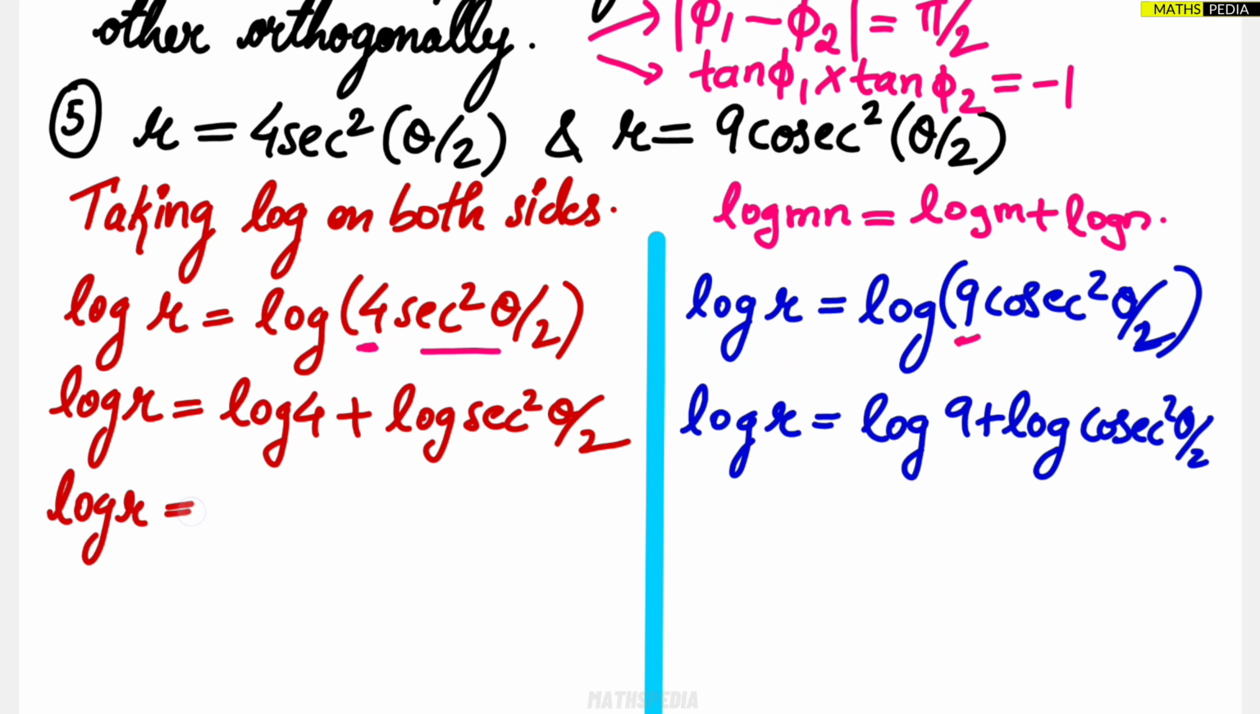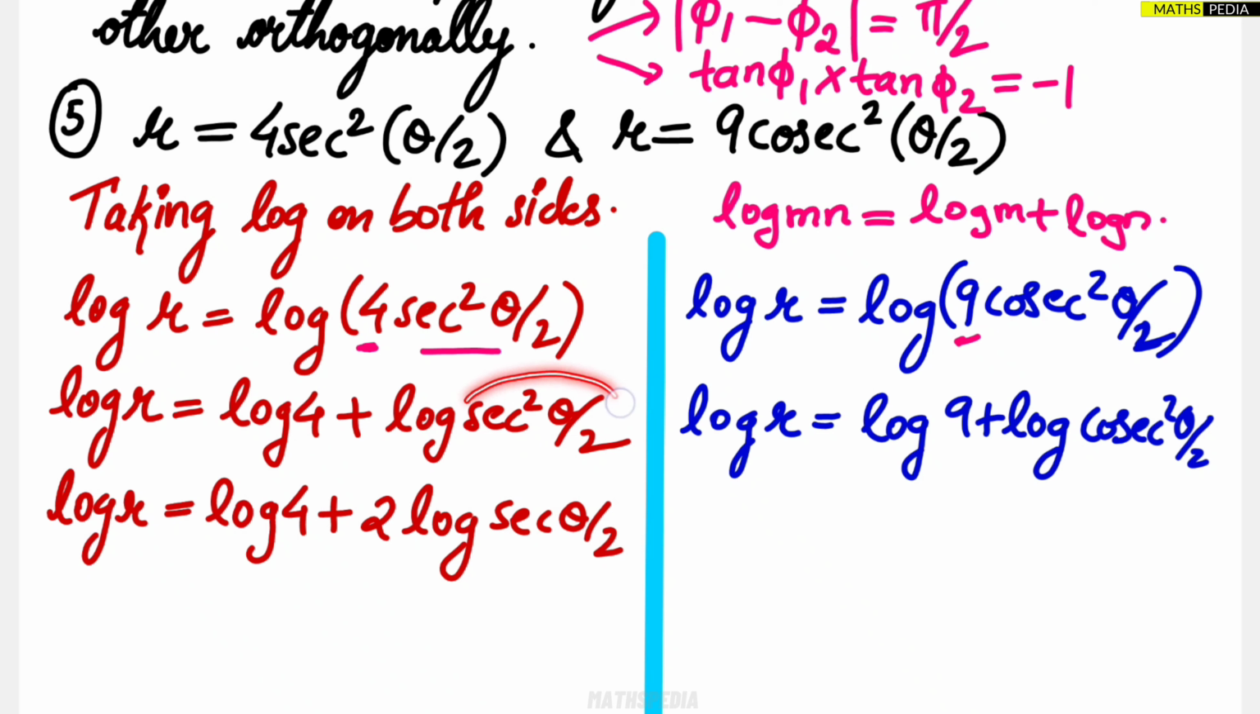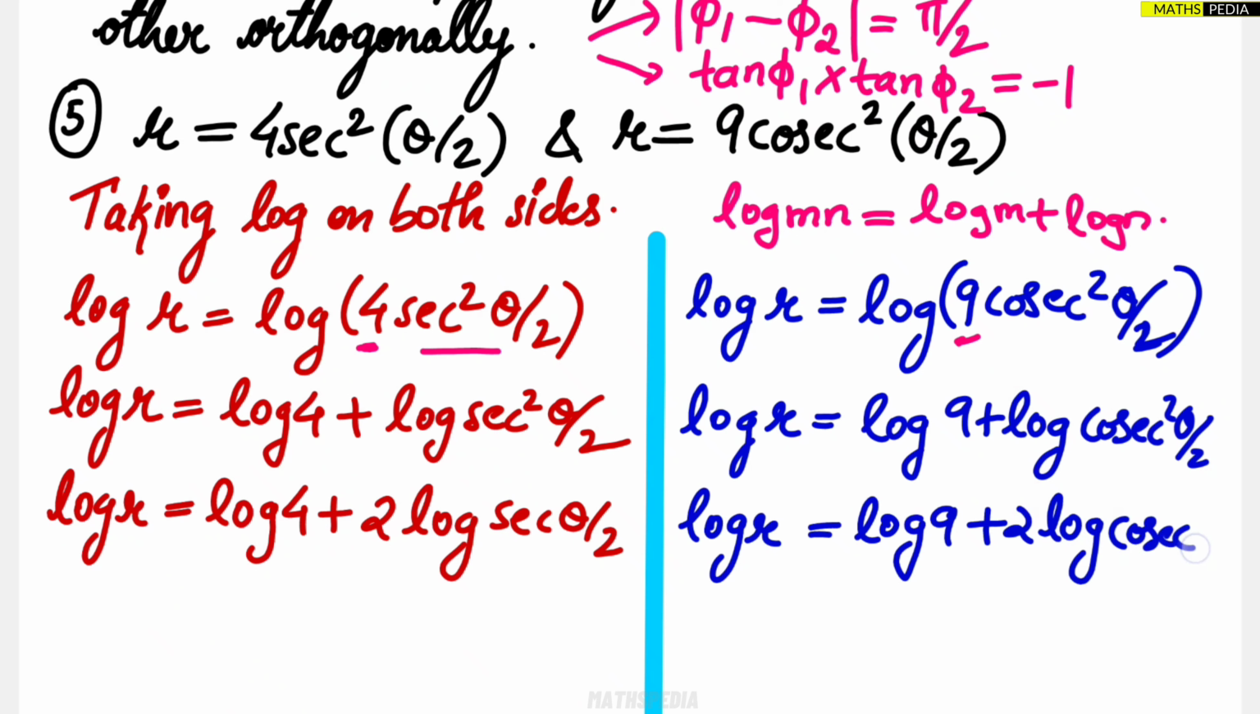Log r is equal to log 4 plus. Now this square will come in front. It will become 2 log secant theta by 2. I hope you understood here. See this particular thing. Secant square theta by 2 is same as secant theta by 2 the whole square. You can put it as whole square like this. It's the same thing. So it is 2 log this one. Next here also you can do the same thing. 2 will come in front, log cosecant theta by 2. Done. This part also done. So simplification part using the properties is done.